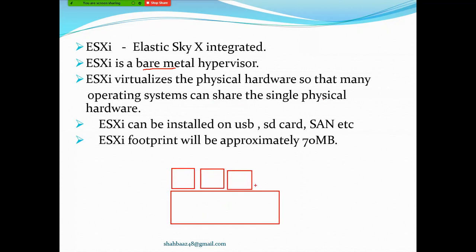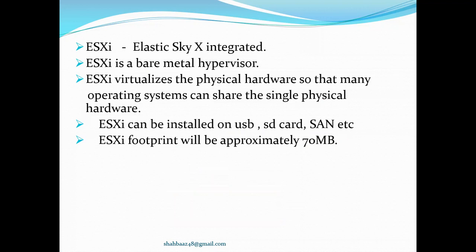Here, we can consolidate all the VMs and keep everything in one device. Suppose you have 128 GB RAM here. You can divide this 128 GB RAM among all these different units. All these virtual machines are using the physical resources. ESXi can be installed by using a USB, an SD card, a SAN, or a CD. Previously it was around 70 MB, but now we have more than 300 MB for ESXi.